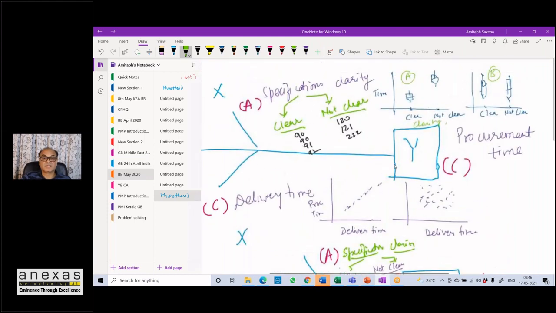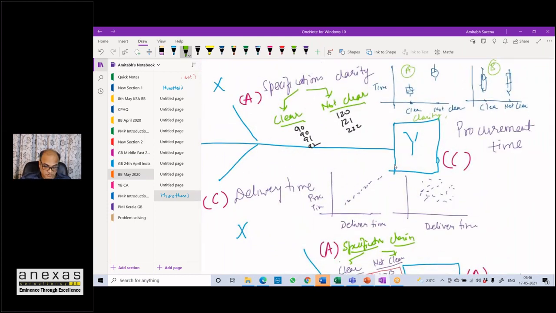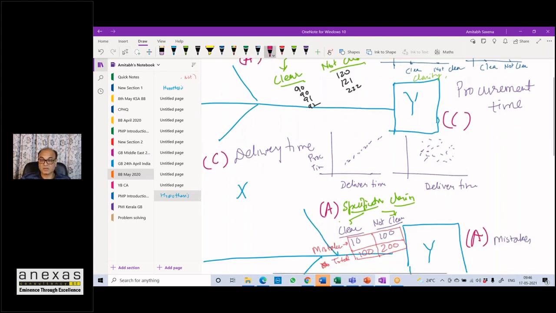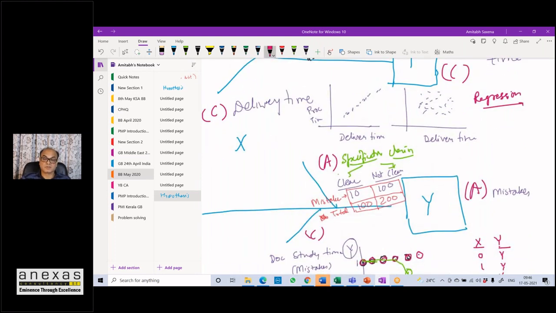So as a black belt, you won't do only the box plot. Of course, you'll do the box plot just to get an idea whether clarity is impacting or not. But instead of the box plot, you will rely on ANOVA. As a black belt, you will not draw a scatter plot only. You will not stop there. You will be doing regression. As a black belt, you won't be stopping with a Pareto chart. You will be doing chi-square tests. Whenever you get a table with an attribute, you will be doing chi-square tests.